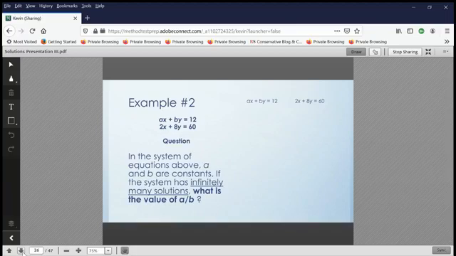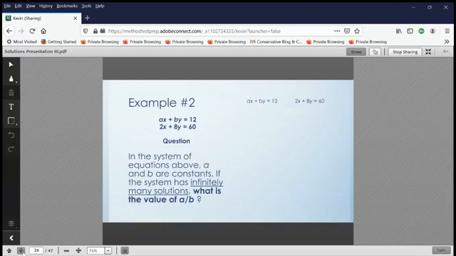So in this particular question, we have example 2. I have ax plus by is equal to 12, and I have 2x plus 8y is equal to 60. So a and b, again, are constants. Those are numbers that don't change. We have an infinite amount of solutions, so that's what I've underlined to make sure we know that's what we're looking for. And we're looking specifically for what a over b is. We don't need to solve individually for a or for b. I just need to find the relationship or the ratio of a over b.